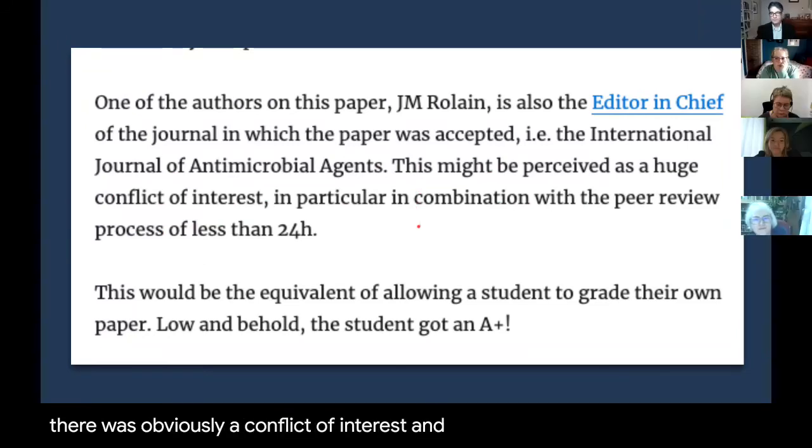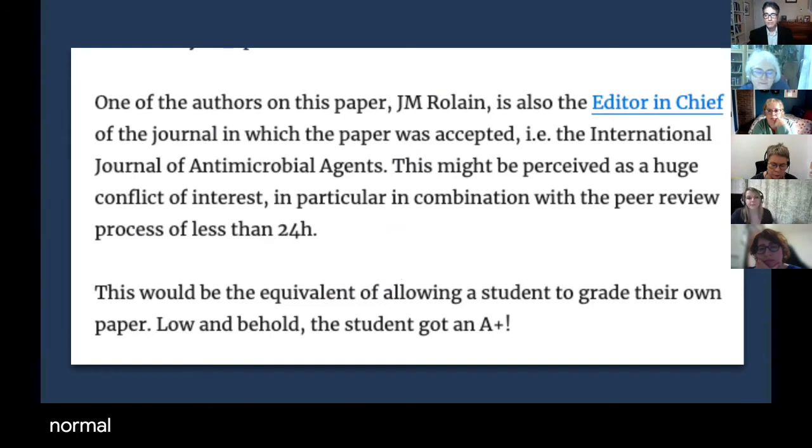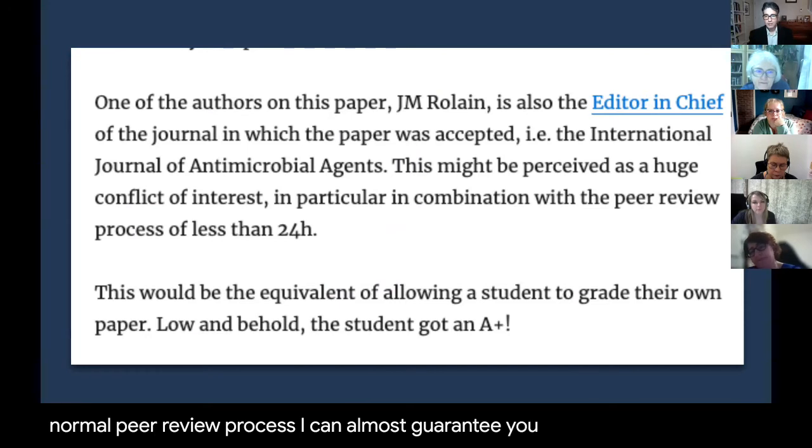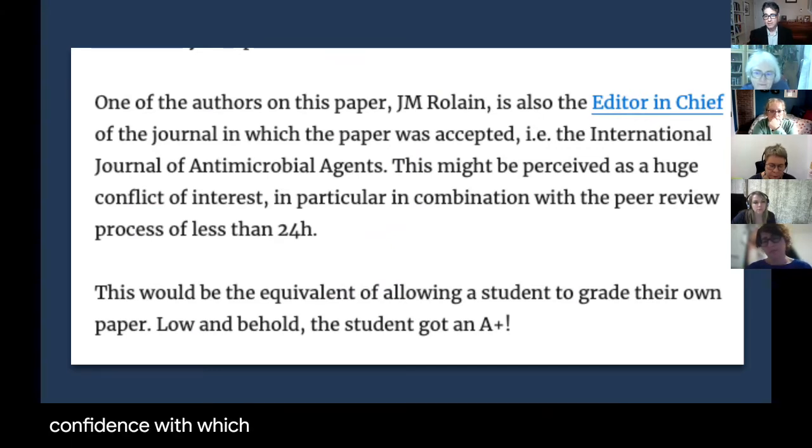And so, as Elizabeth Biggs says, this would be the equivalent of allowing a student to grade their own paper. Lo and behold, the student got an A+. And so if this had gone through a regular, normal peer review process, I can almost guarantee you that the reviewers, the naysayers, would have had questions about the method and would have asked them to tone down the confidence with which they were stating claims in the discussion section. As it turned out, it was too late.